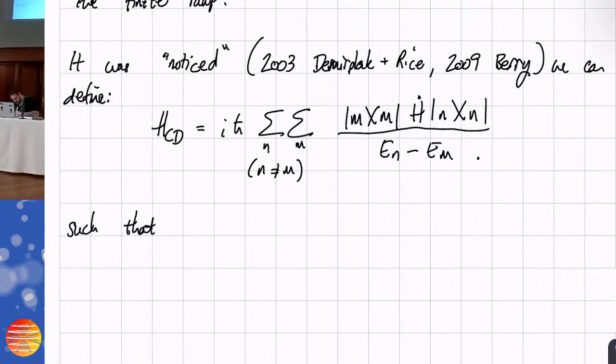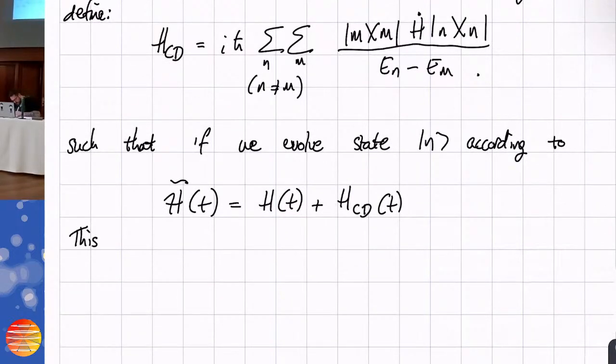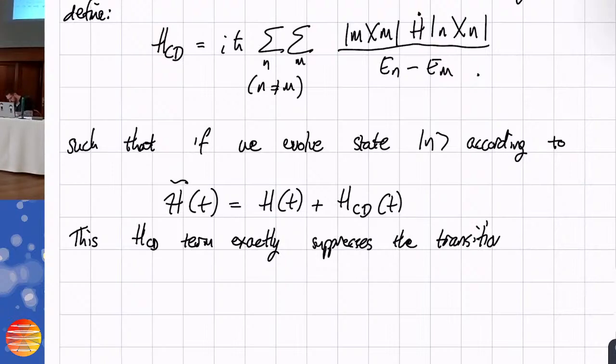Such that if we evolve some initial eigenstate of my Hamiltonian, n, according to, and I'm going to reintroduce the time dependence explicitly here just to make it all crystal clear, h of t plus h_cd of t, this h_cd term exactly counters, exactly suppresses, the transitions due to the time-dependent ramp.